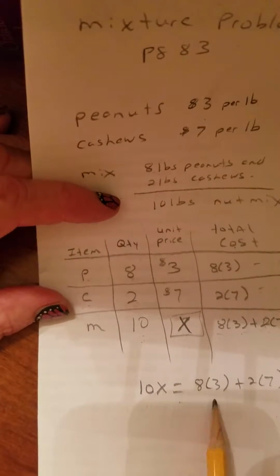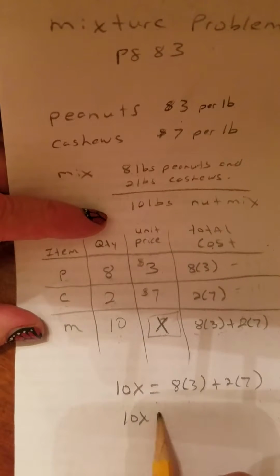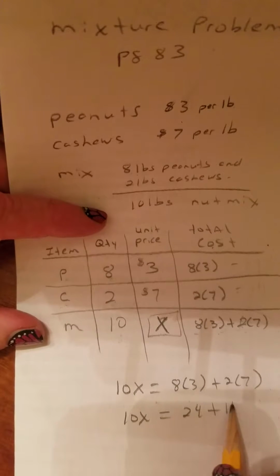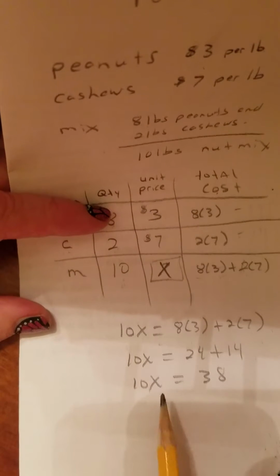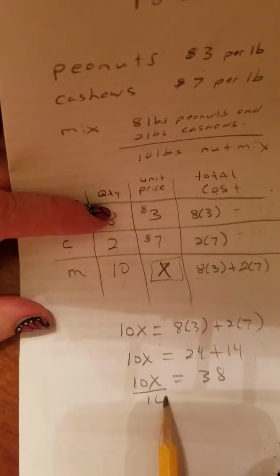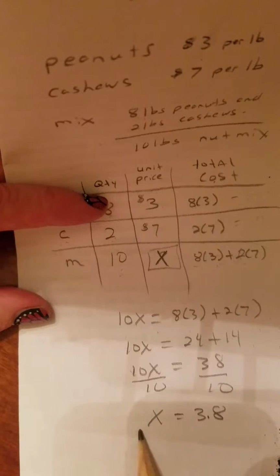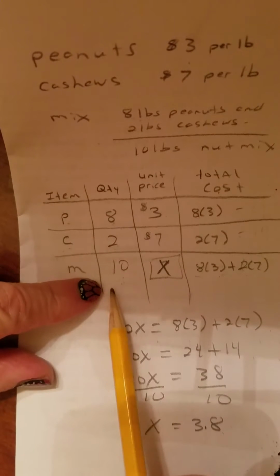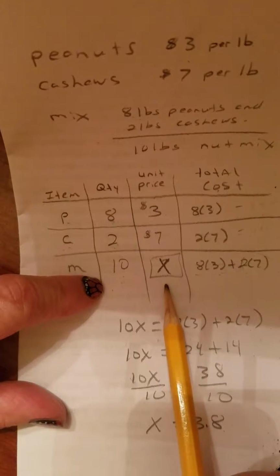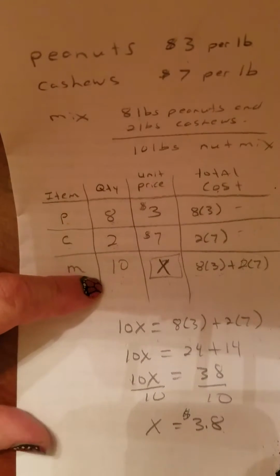So the 10x, and of course, as you knew earlier, this is 24 plus 14. And remember, we'd gotten 38. I'm solving for x, so I'm going to divide both sides by 10. When you divide by 10, that just moves your decimal over one place. So now what is the 3.8 representing? Is it representing the quantity? Is it representing the price? It's representing the price. We're talking about money here.